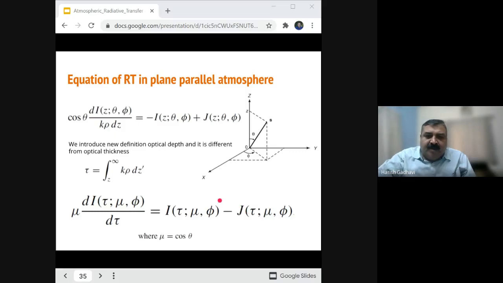Now I warn you that most of the time you will not be using optical thickness. You will be using optical depth. Whenever you are reading literature and there is a word called optical thickness, be extra careful, because optical thickness is not the same thing as optical depth. Optical thickness can be in any direction, in the direction of the radiation, so it need not be in the direction of z. Optical depth is always in the zenith direction. Most of the time you will be using optical depth, but once in a while you will come across optical thickness, so you should not confuse it with optical depth.